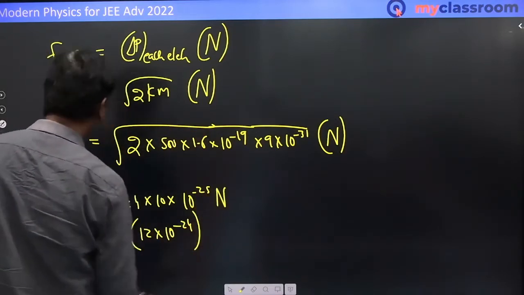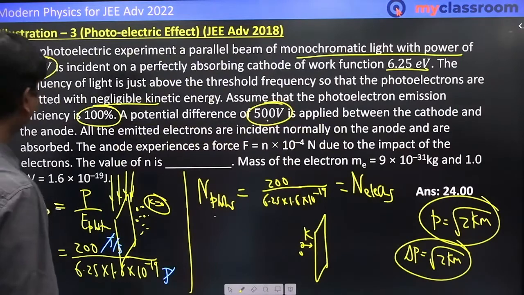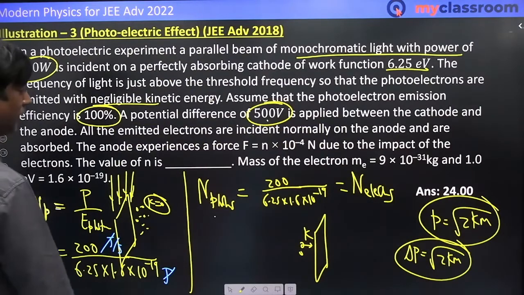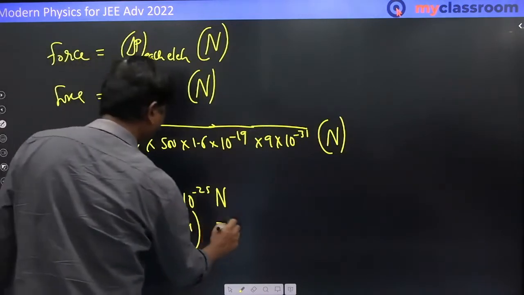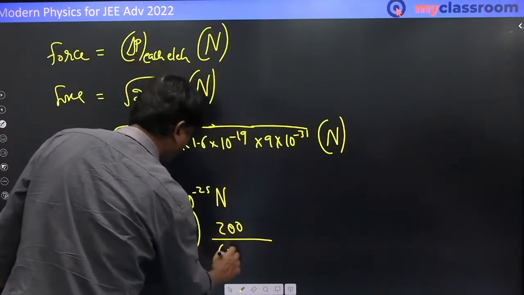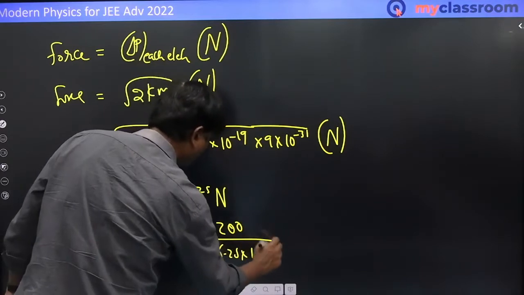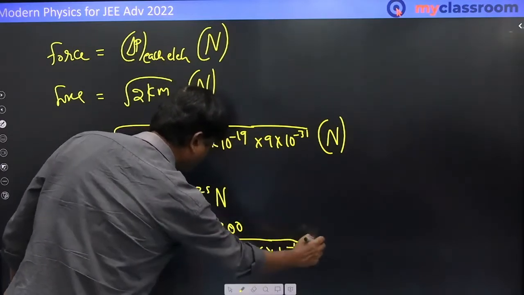Now you substitute n also. n is what? 200 by all this. Substitute 200 by 6.25 into 1.6 into 10 power minus 19. Check it.